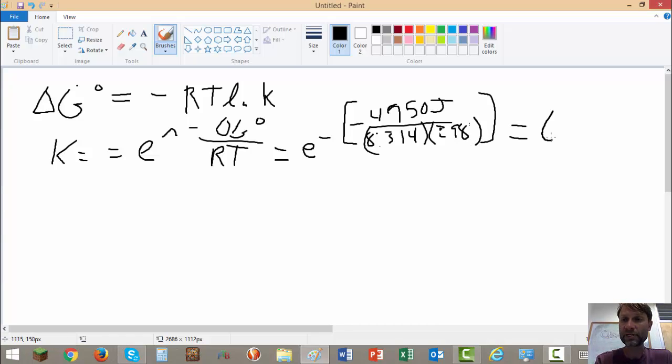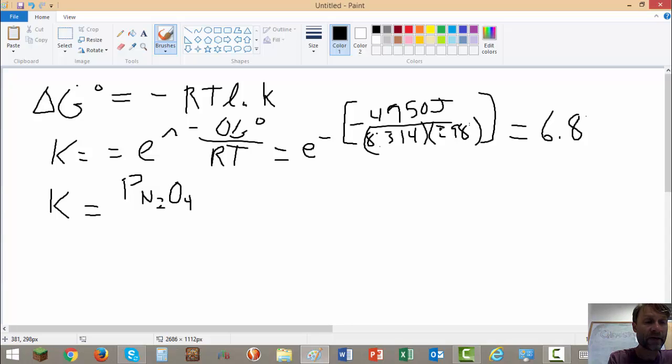That comes out to 6.8. So that is an equilibrium constant greater than 1, which means that it is product favored. Not very strongly product favored, since that number is not that much greater than 1. And we know that the expression for the equilibrium constant is the same as that for Q. The equilibrium constant is just a special case of Q at equilibrium. And that's going to be equal to the partial pressure of N2O4 divided by the partial pressure squared of NO2. And that equals what we just found, 6.8.